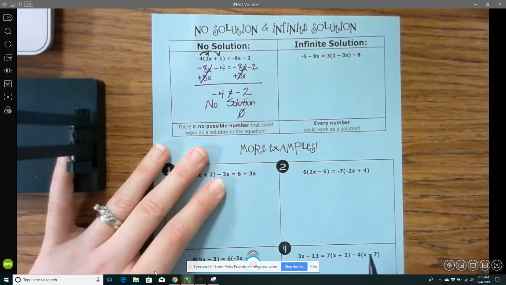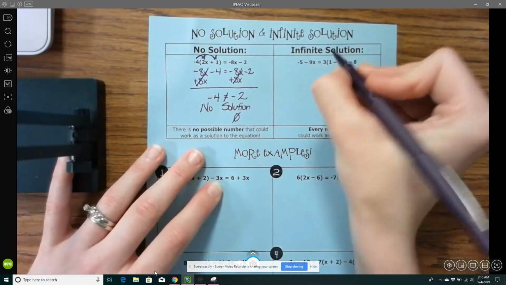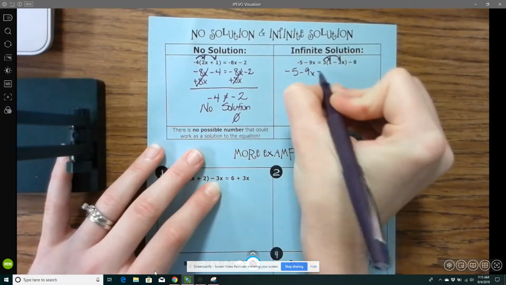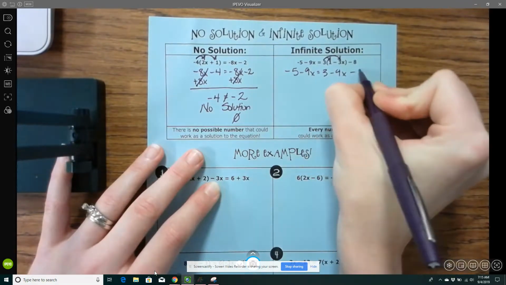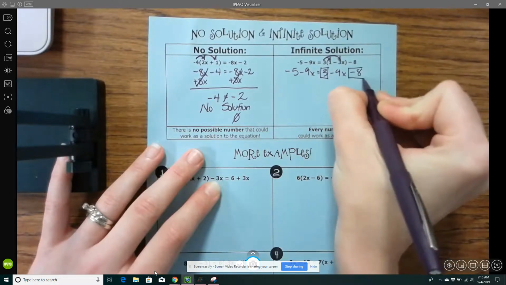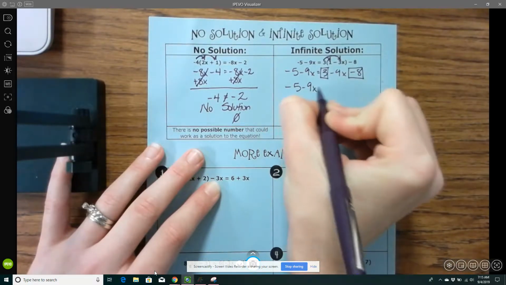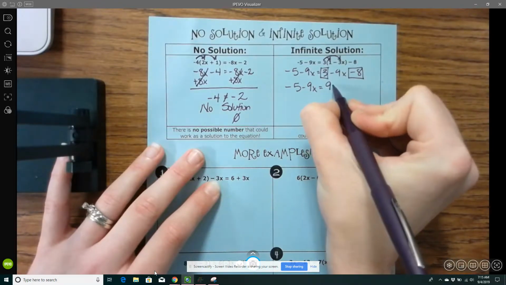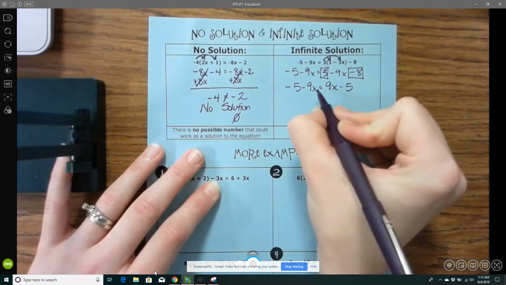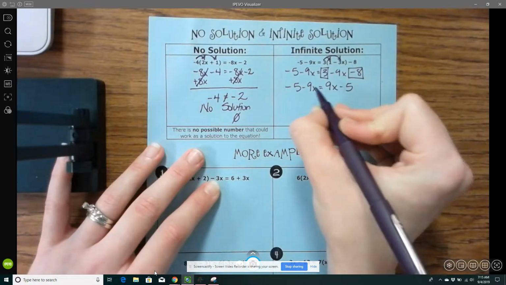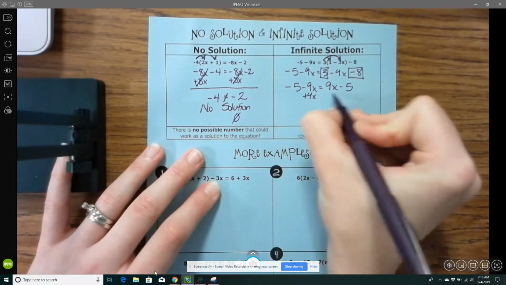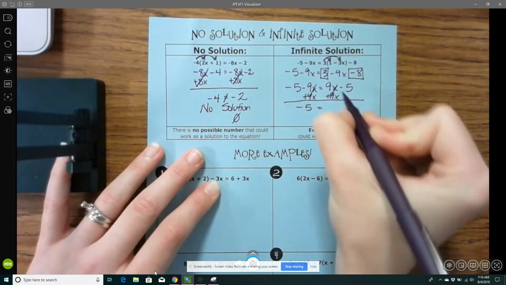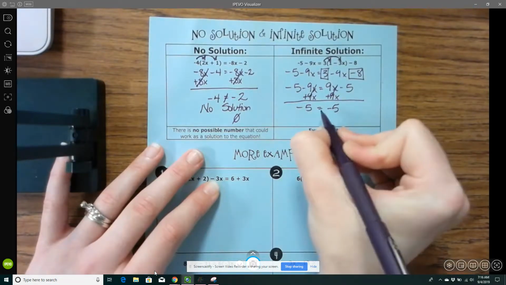to this equation. Infinite solution, so same thing, we need to distribute here first. And then we've got to combine like terms. That'll give me a negative 5. I think that's right. Okay, so we're going to move our variable. So they're all on the same side. So this cancels. This cancels. And so now I'm left with a negative 5 equals negative 5.